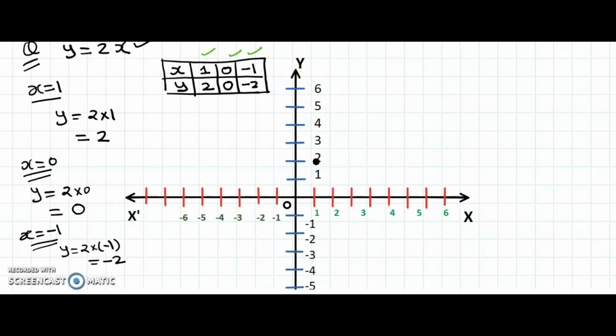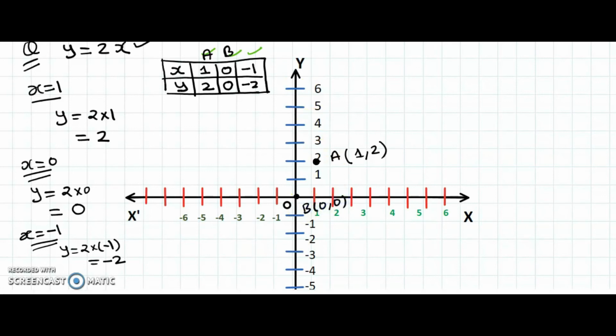Here I have made one dot, and let us mark this point as A. So here I am marking this point as A, and its ordered pair is what? 1, 2. Here I got the first point. Now let us draw the second point, and let me mark this point as B, and you can see it is 0, 0, and you know that's the origin. So here is the point B, which is 0, 0.